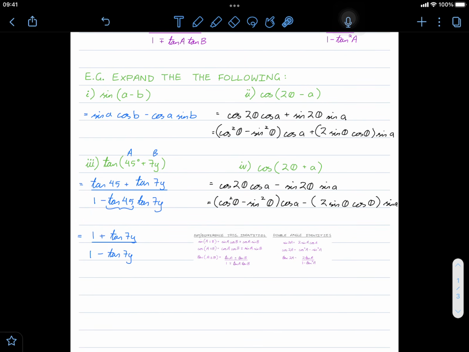So I hope that gave you an insight into just the simple application of these identities for certain examples. Hope to see you in the next video, where we go through a few more examples of where these might be applied.